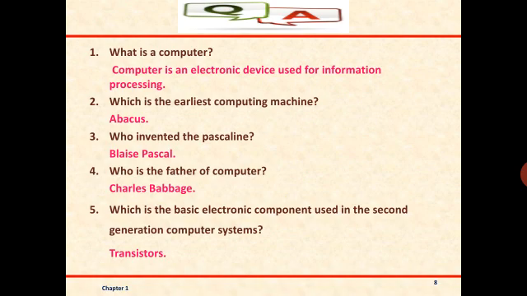Which is the basic electronic component used in the second generation of computer systems? Component means an important electronic part. The second generation is made up of transistors. In this way we have completed the generations of computers in today's class. Again we will continue in the next class. Thank you, students.